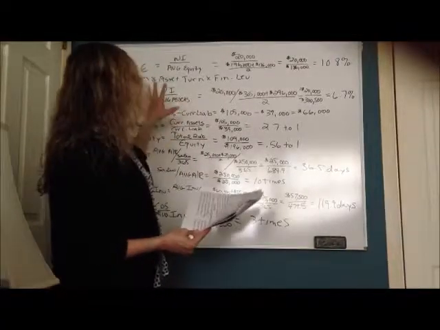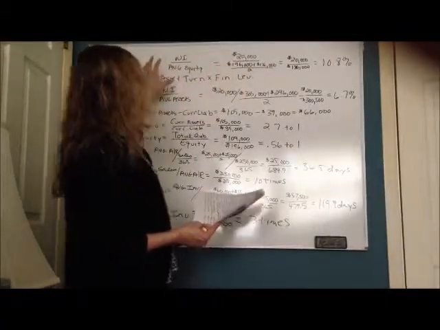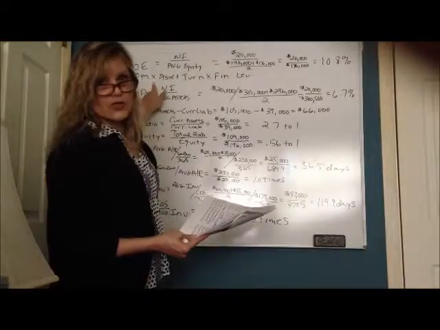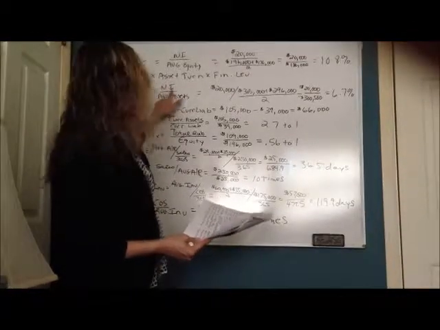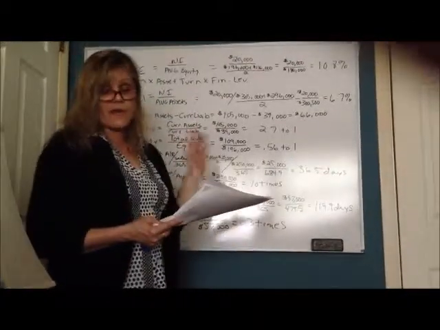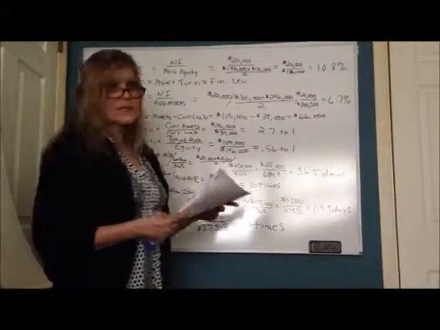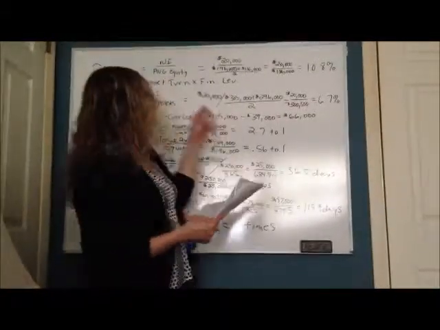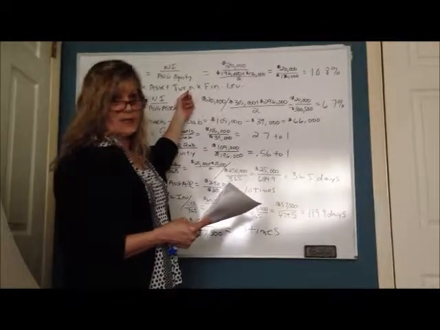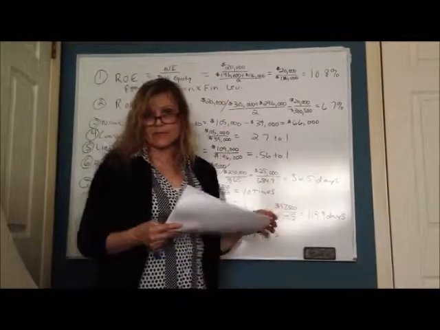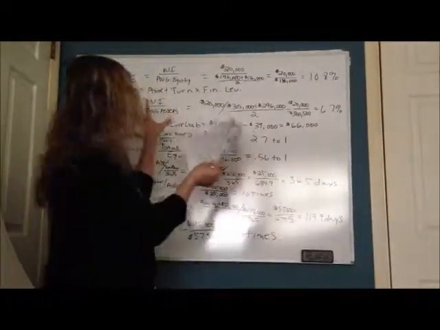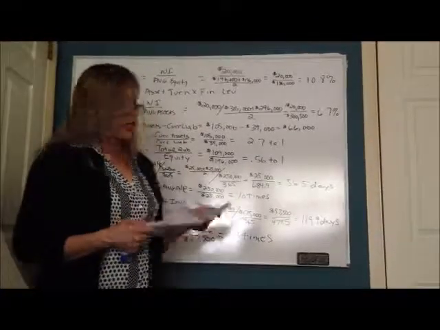But what this shows is profit margin shows us what's happening on our income statement. Asset turnover and financial leverage show us what's happening on our balance sheet, what's happening on our asset section of the balance sheet, and what's happening on the liability and owner's equity section. So that's why this is such a critical ratio.